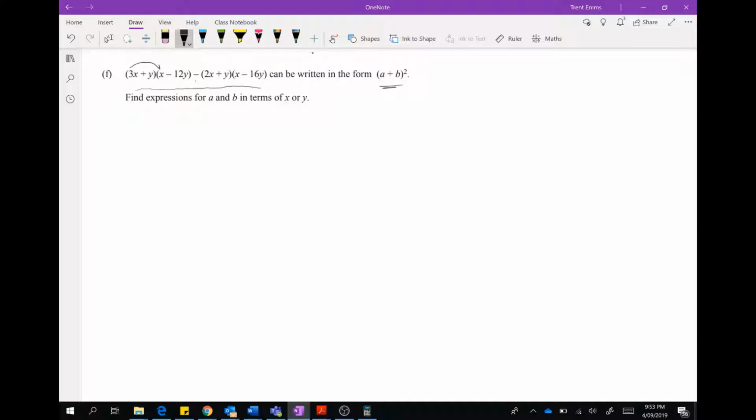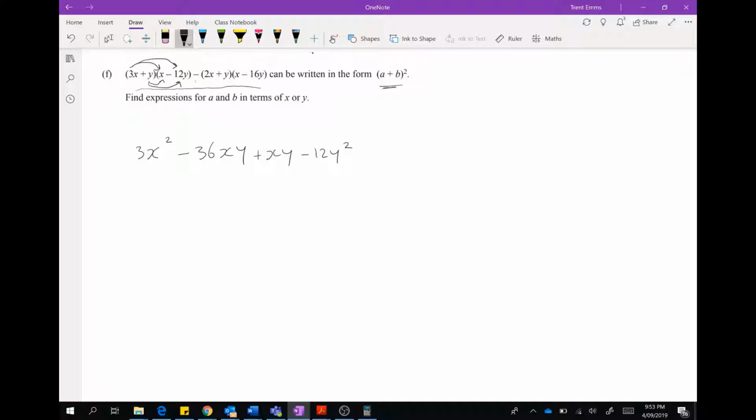3x times x, we're using a double bracket FOIL, that will give us 3x squared. Positive 3x times negative 12y will be negative 36xy. y times x is xy. And then we've got positive y times negative 12y, which will give us negative 12y squared.